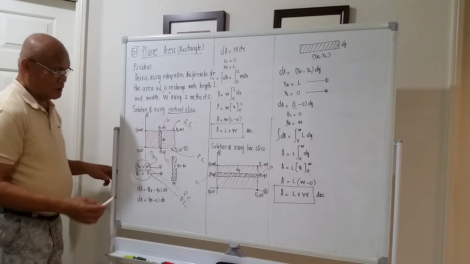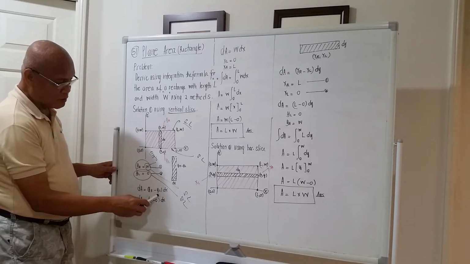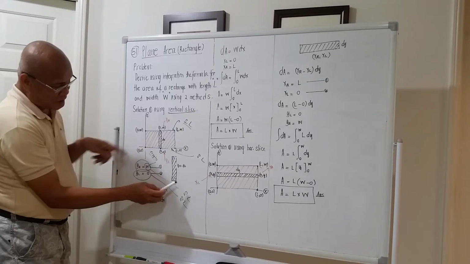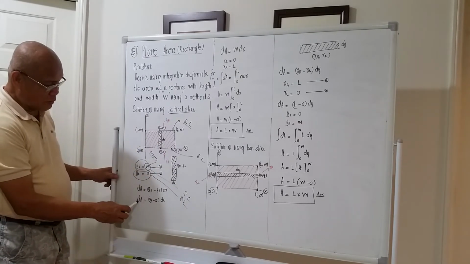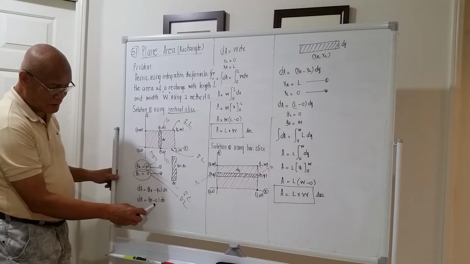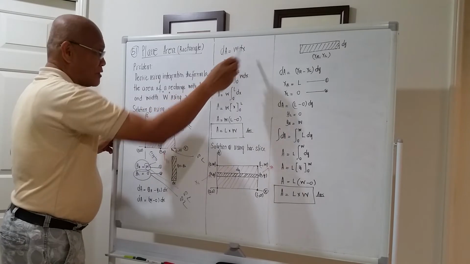If we take the area now, differential area is y higher minus y lower times dx. It is this height here times the thickness. So differential area will be W minus 0 quantity times dx, or differential area is W times dx.